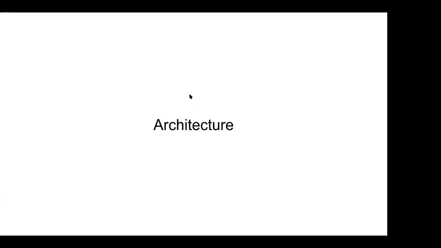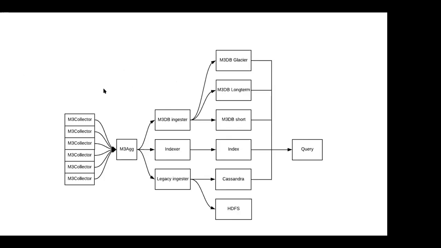So let's talk about the architecture of M3. This is how it looks. We have a collector running on every box in Uber's data centers that collects the hardware metrics and service metrics of that box, and then all the metrics are flushed to an aggregator tier, which aggregates metrics into different dynamic resolutions, retentions, and aggregation types, basically applying all kinds of different policies. And then they are flushed to the ingester to write to all the data storages.